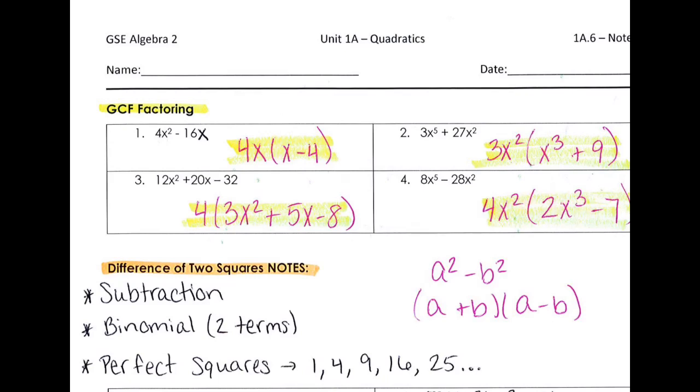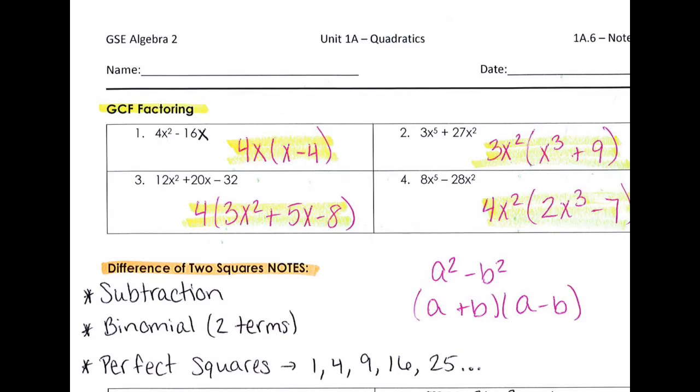Same thing here, except this one does have a variable on both of them, and so you have a variable outside here, and the smaller exponent came out. And I left you with this on the inside, and that is GCF factoring for you.